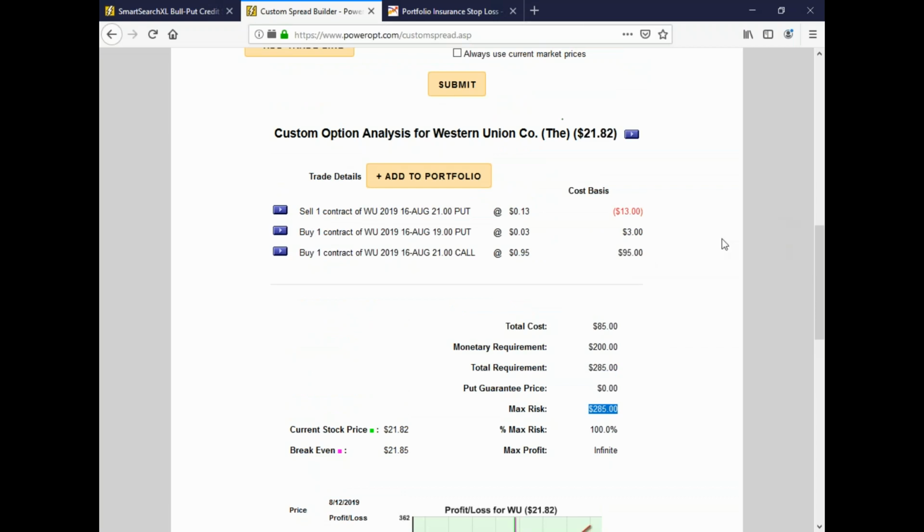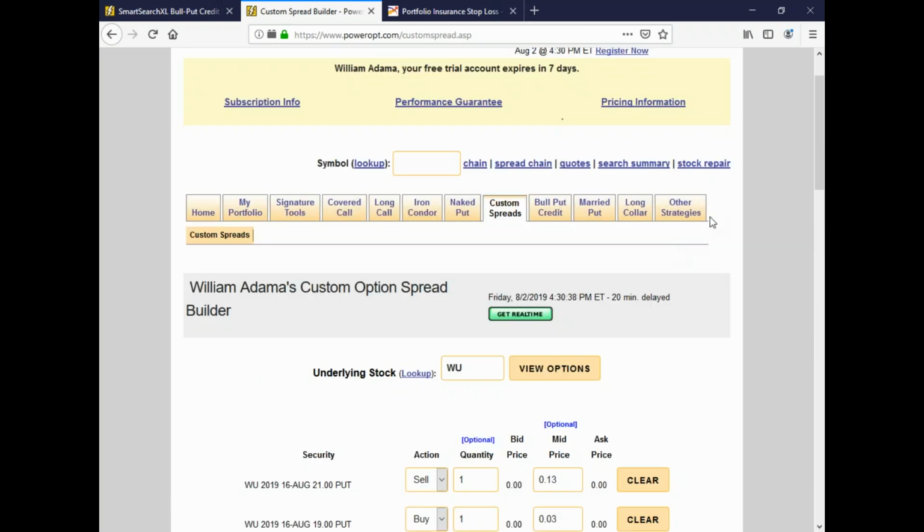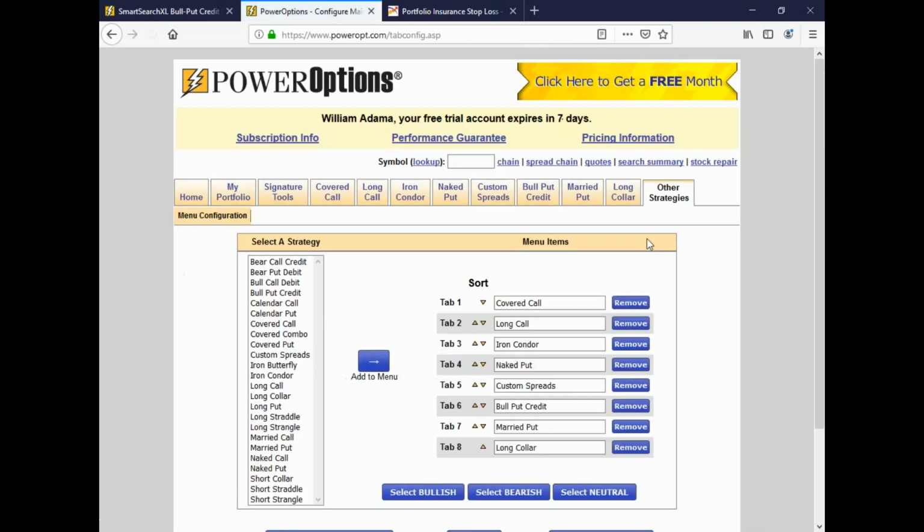If there's a strategy that's not available in the 23 different strategies, so if I go to other strategies, you see we've got all of the vertical spreads here, credit spreads, debit spreads, calendar spreads, calls and puts, covered calls, covered combination, that's doing a covered call and selling a put against it, covered put position, iron butterfly, condor, buying calls, buying puts, collars, straddles, strangles, married call, married put, naked call, naked put, and so forth.